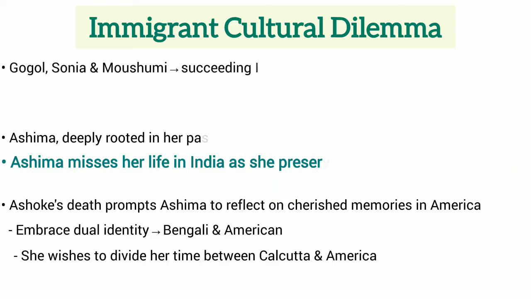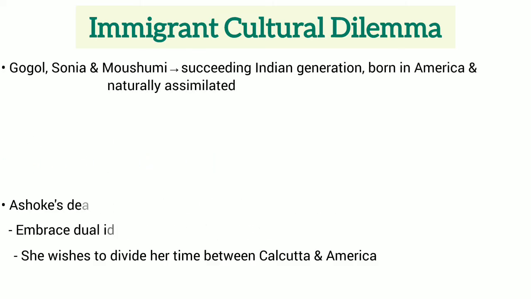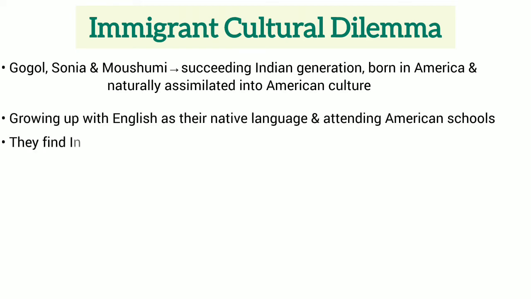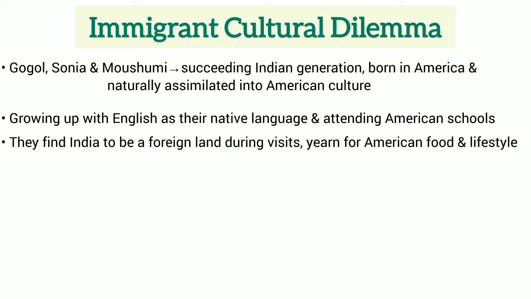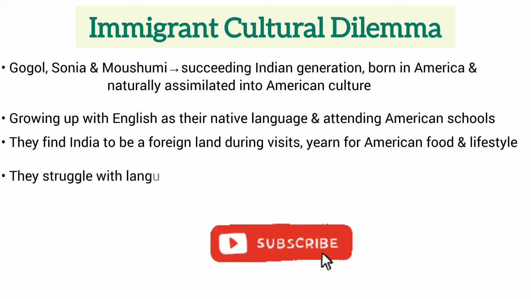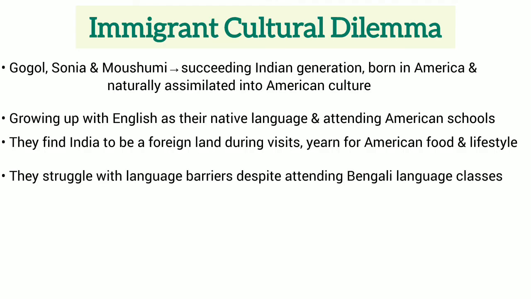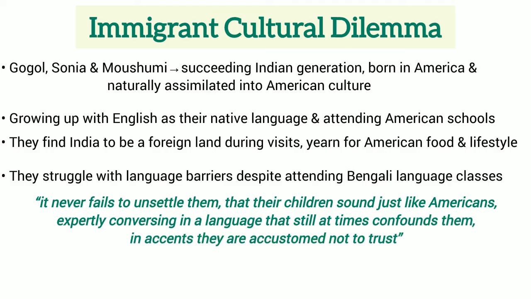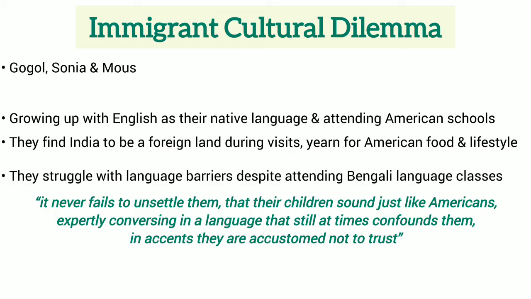Gogol, Sonia, and Moushumi signify the succeeding generation, born in America and naturally assimilated into American culture. Growing up with English as their native language and attending American schools, they find India to be a foreign land during visits, yearning for American food, customs, lifestyle and identity. They struggle with language barriers despite attending Bengali language classes, which astounds Ashok and Ashima, as it never fails to unsettle them that their children sound just like Americans, expertly conversing in a language that still at times confounds them, in accents they are accustomed not to trust.